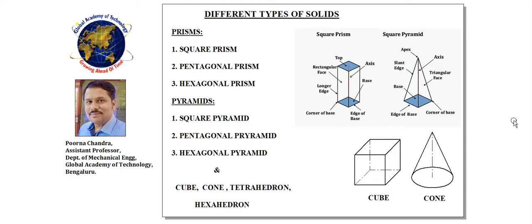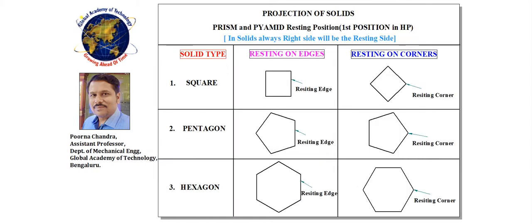So here different types of solids are available. Under prisms we have square prism, pentagon prism, hexagon prism. Similarly in pyramids we have square pyramid, pentagon pyramid, hexagonal pyramid, and as I said, cube, cone, tetrahedron, and hexahedron. We can see the cube, in which all sides are equal, and the cone, whose bottom is circular, right? Next we shall proceed to the next slide.